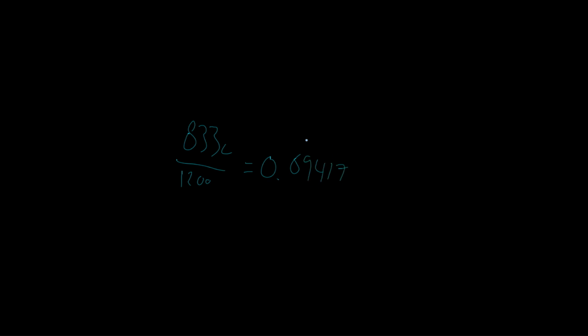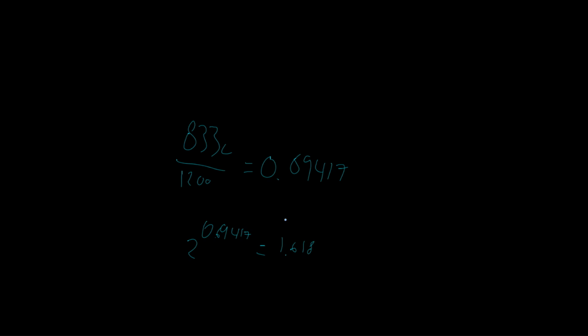0.69417. So this is our logarithmic portion of an octave. So it's 0.69417 of a logarithmic octave. Now we want to raise 2 to this power, so we go 2 to the power of 0.69417 to give us our linear frequency ratio, which is 1.618.